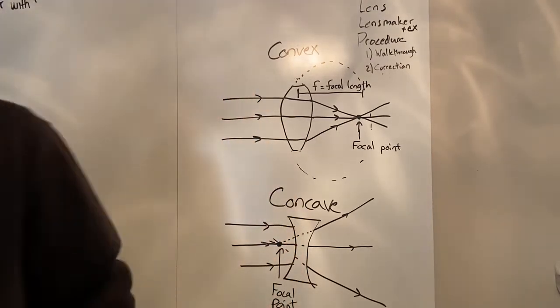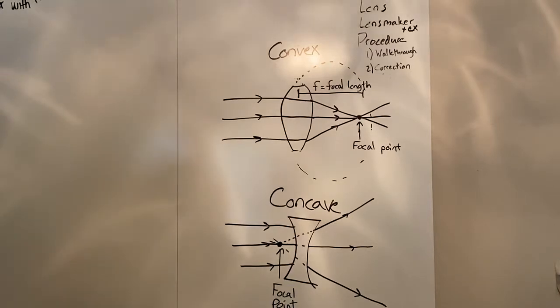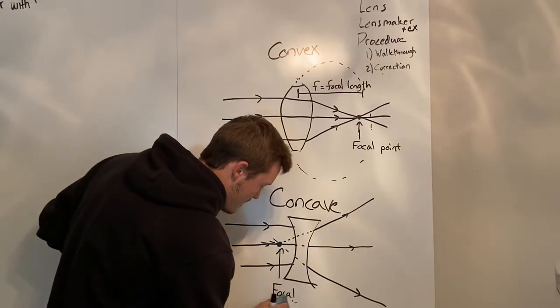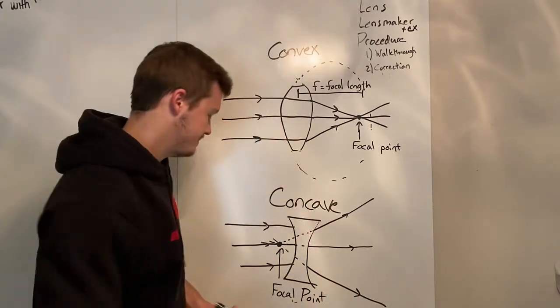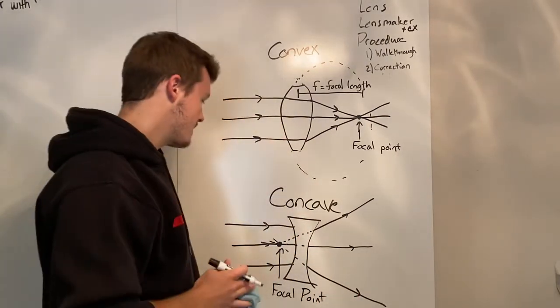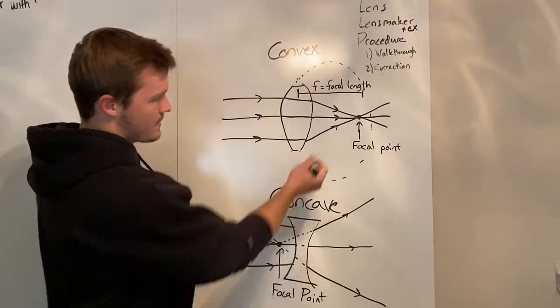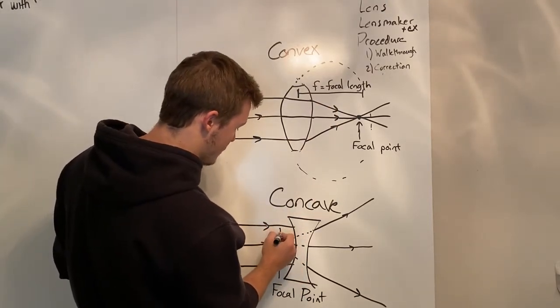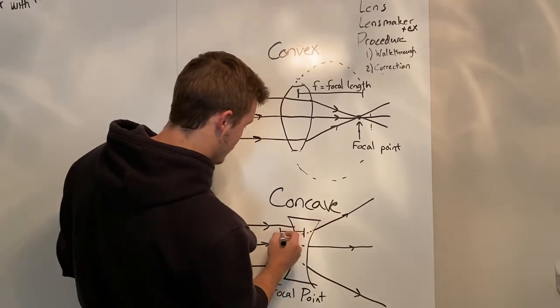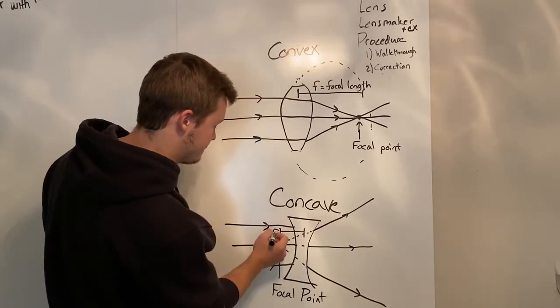All right, let me double check to see if that's in frame. Okay, good. Now, same as up here, the focal length is the distance from this point to the center of the lens in here. That's our lowercase f, that's our focal length.